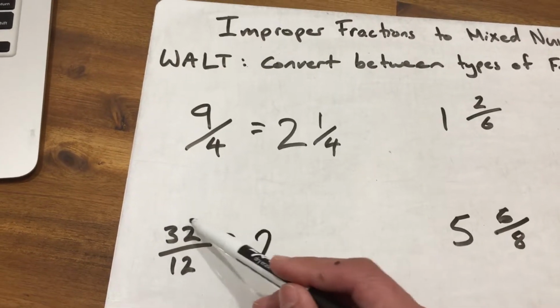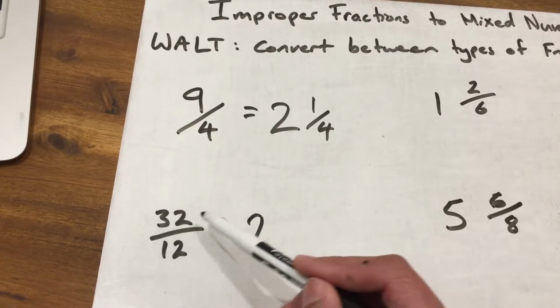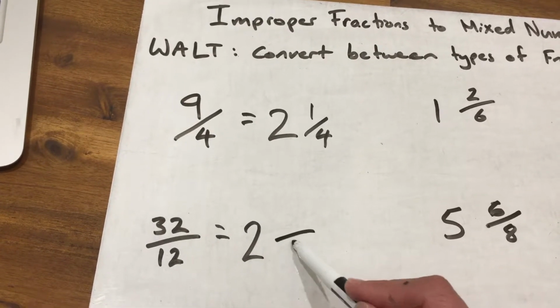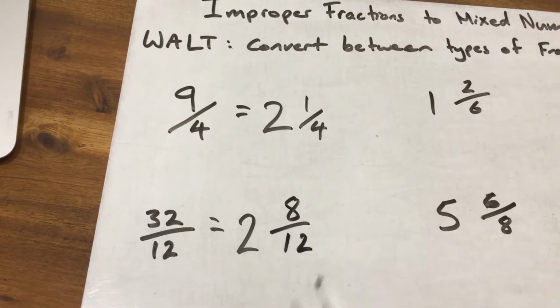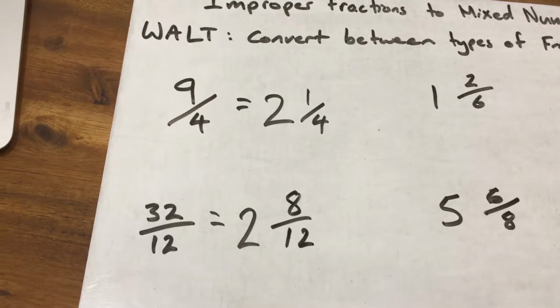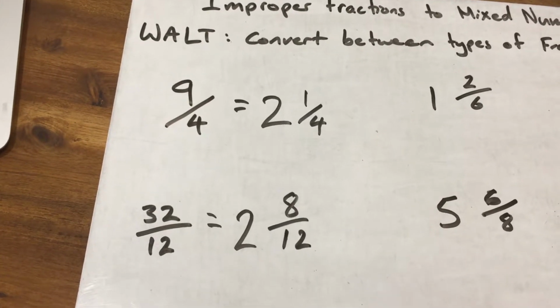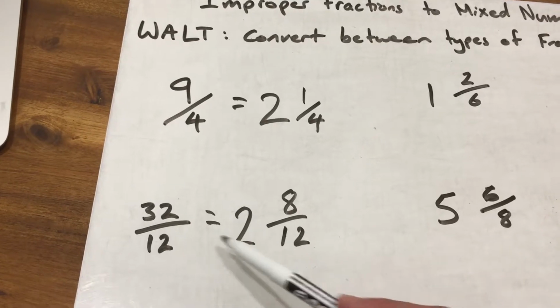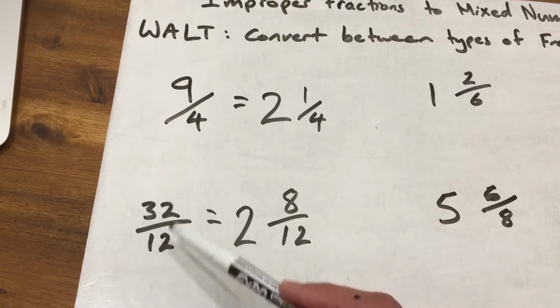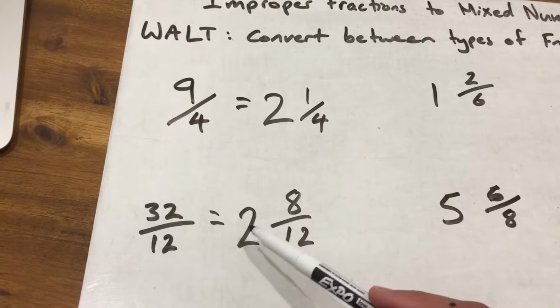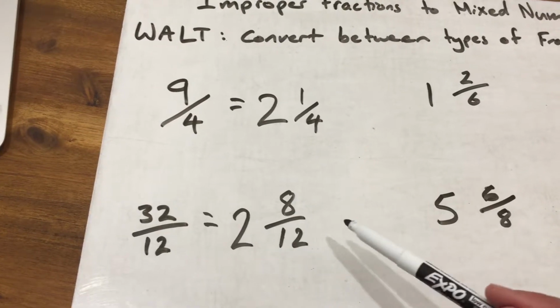Okay, so if I take my 24 away from 32, what am I going to be left with? Well, I'm going to be left with 8 pieces, 8 pieces out of the 12. So just not quite enough to go into there again. But there I've made it a mixed number. I've divided the top by the bottom, which gave me 2 wholes and 8 pieces left over.